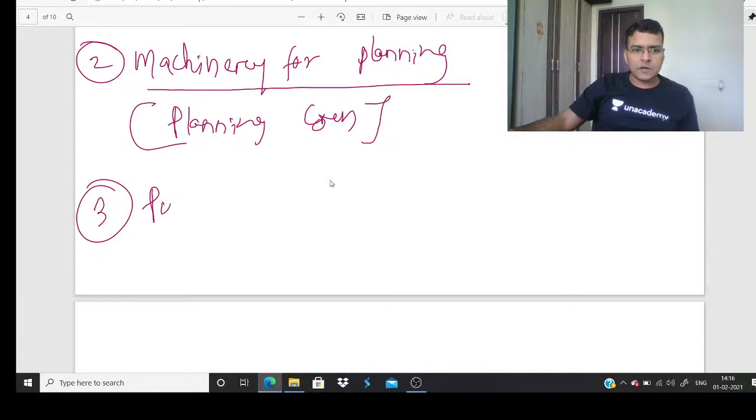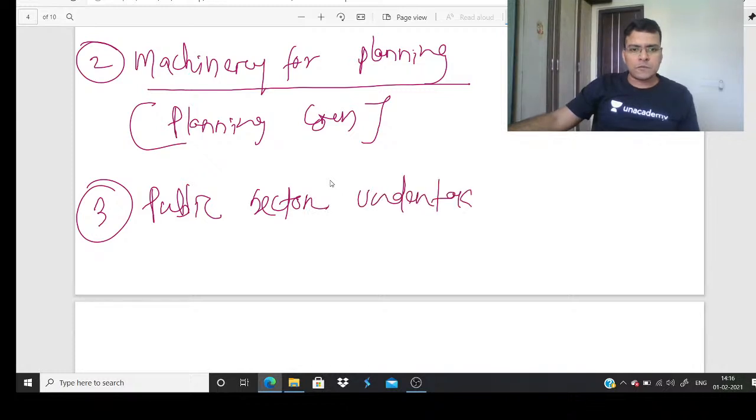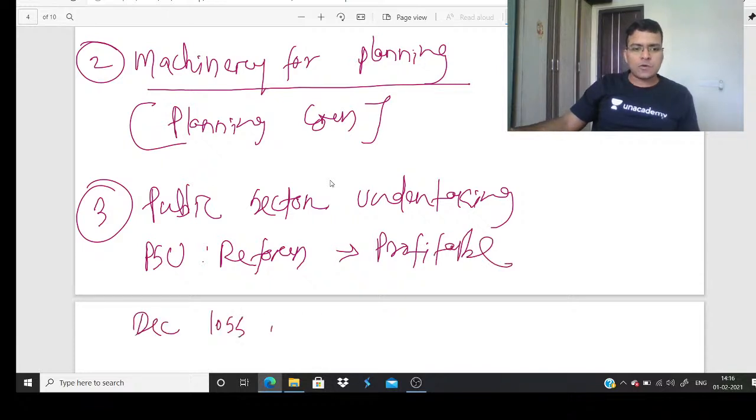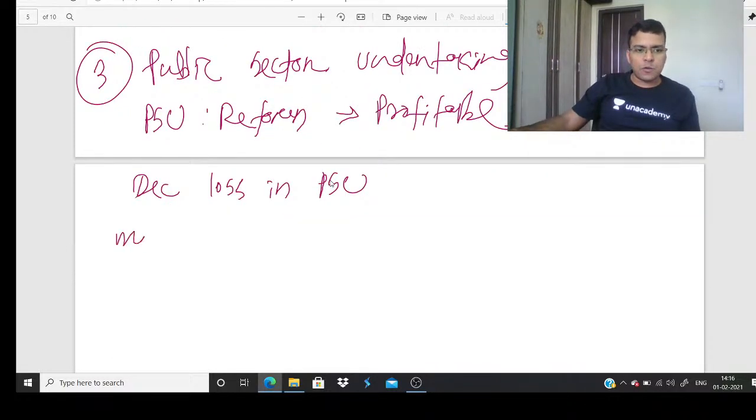The third is related to public sector undertakings, what we call PSU. So reform in PSU, in order to make them profitable, decrease loss in PSU and make them a model employer. This is the recommendation.